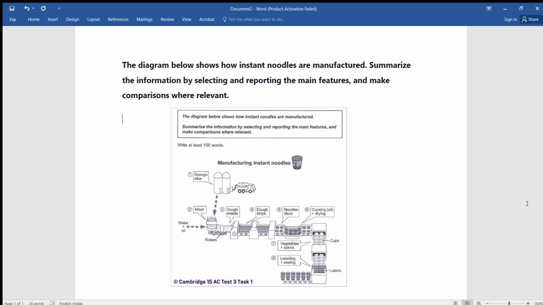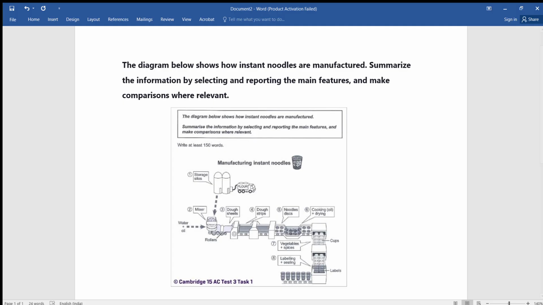So today I'll share the method of how you can write a process chart. Our task is: the diagram below shows how instant noodles are manufactured. Basically this is the process of manufacturing noodles. First of all, you have to analyze all the steps, what kind of steps there are. After that you can plan your overall, and there are two methods to form body paragraphs. The first method is that you can use present indefinite tense, and the other is that you can make passive sentences. Passive means you can use is or are plus the third form of the verb.